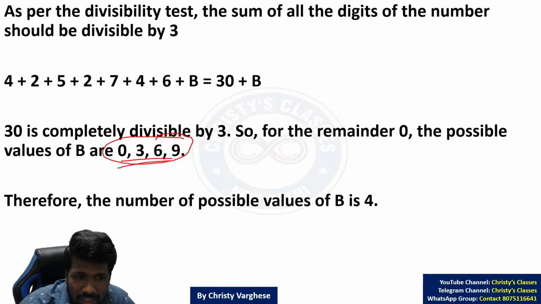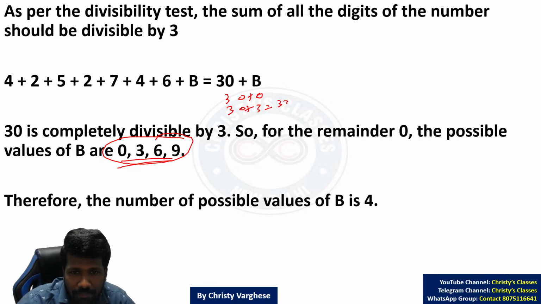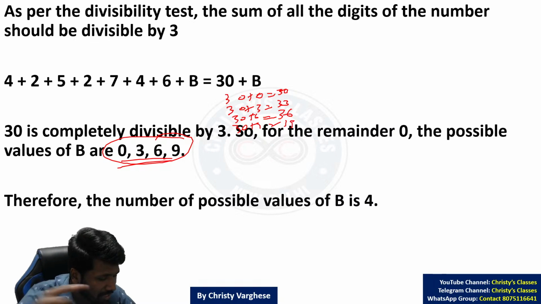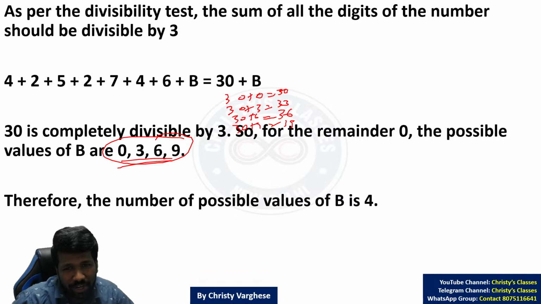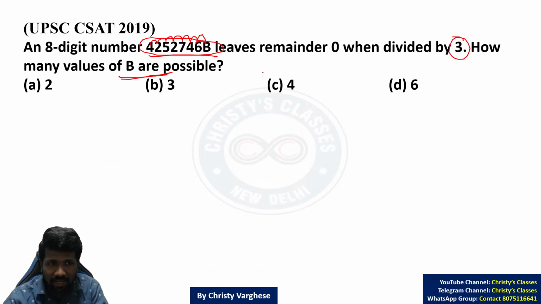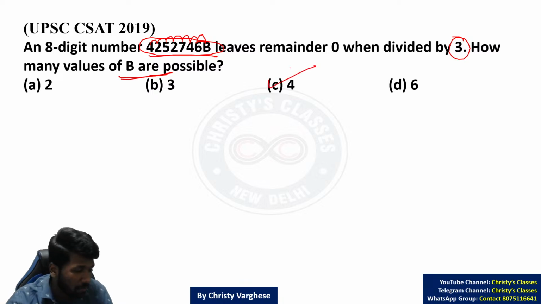So 0, 3, 6, 9 all are possible. 30 plus 0 is 30, that is a multiple of 3. 30 plus 3, 33, multiple of 3. 30 plus 6, 36, multiple of 3. 30 plus 9, 39, multiple of 3. Yes, Anjali, I also missed it when I told it first. 0 should be included. So that is why 4 possibilities are there, not 3 possibilities. Option C is the answer.